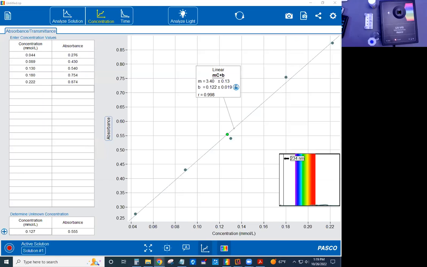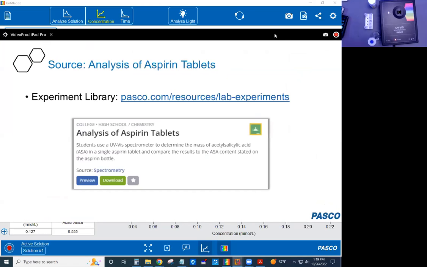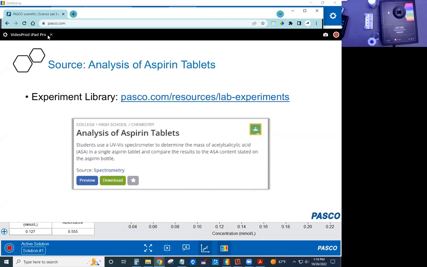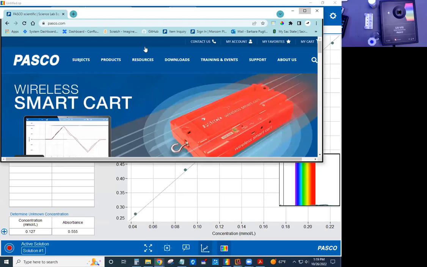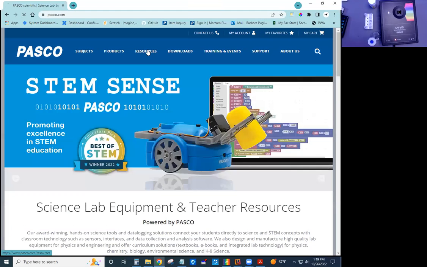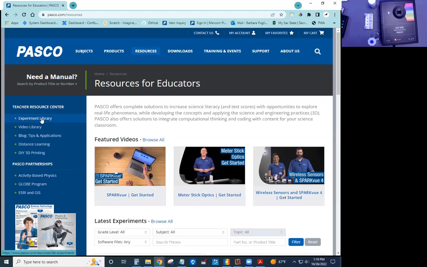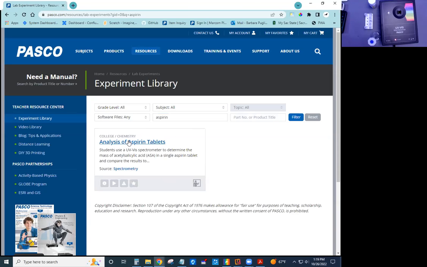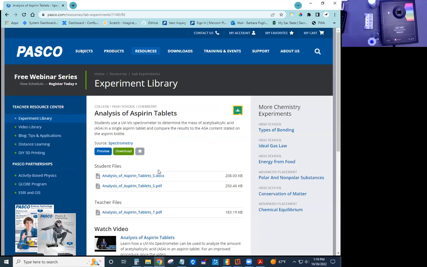Okay, next, let me move back on to this presentation. Here's where I got the experiment from. It's from the PASCO experiment library. Here's how you get there. If you go to pasco.com and you go to resources, there's experiment library there on the left. You can search aspirin and that lab will come up, analysis of aspirin tablets. So if you're logged into your teacher account, which is free if you don't have one, it will give you the answer key as well.